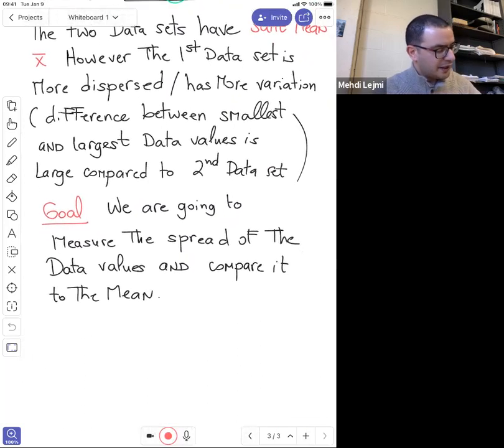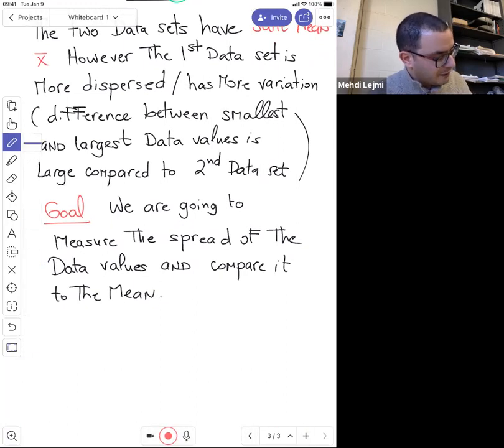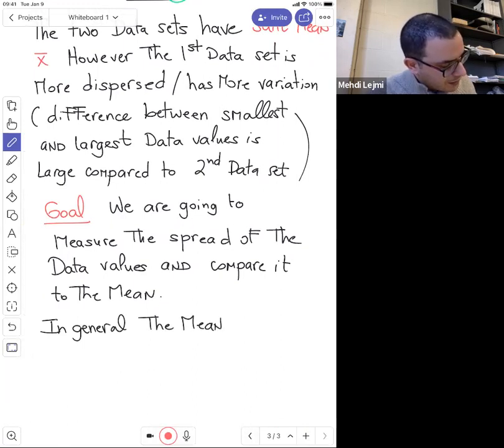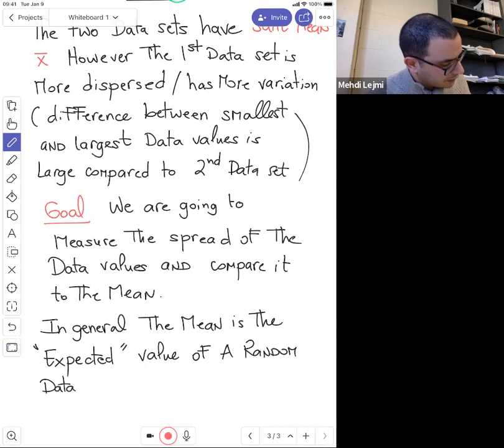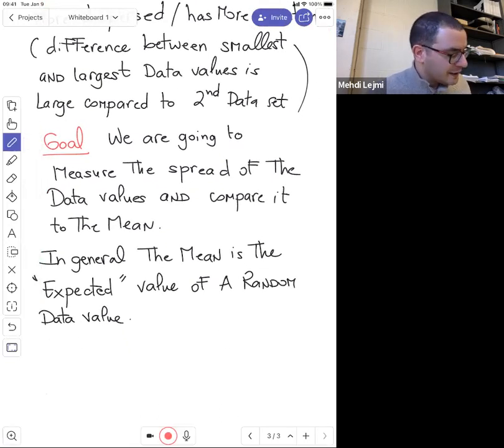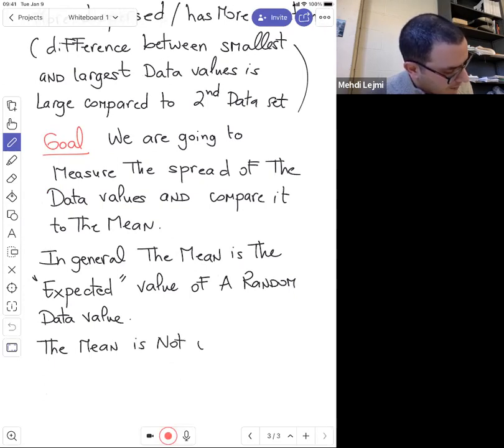So the goal is we are going to measure the spread of the data compared to the mean. And as I said, in general the mean is the expected value. That's what you expect when you pick a random data value. It's the expected value of a random data value. And as I said, with this example, as you can see, the mean is not useful to measure the spread of the data values.